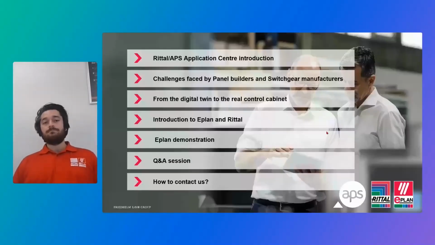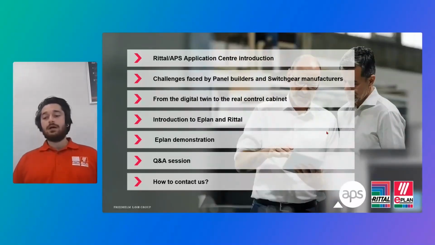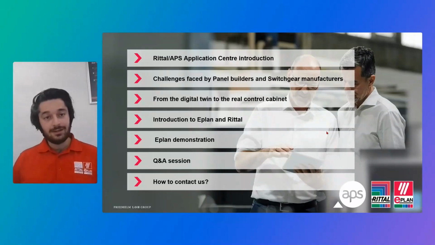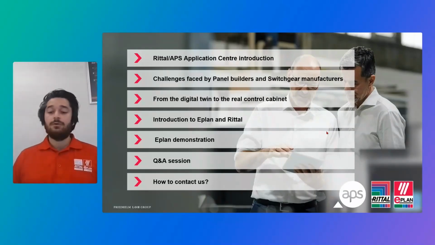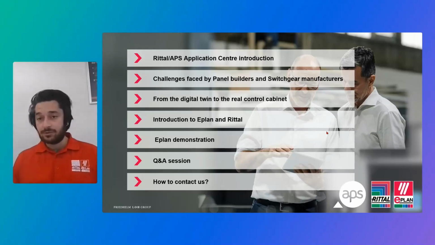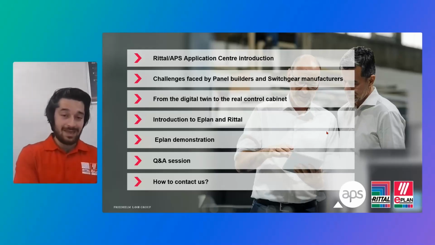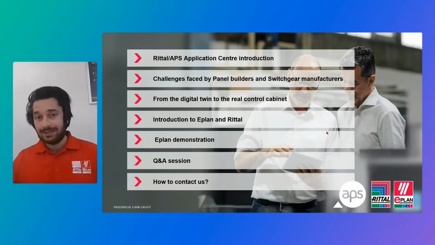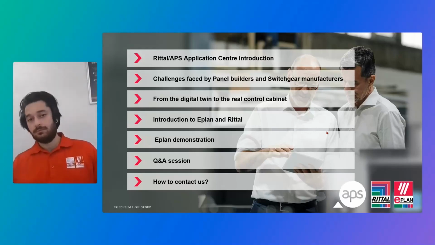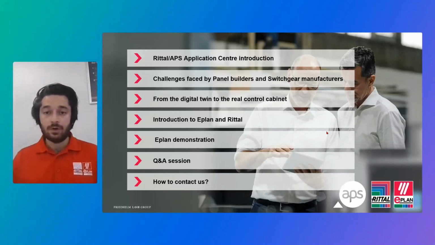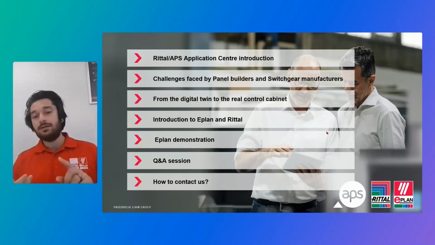Okay, agenda. So we will start by talking about Retail and APS Application Center, what that is, followed by the challenges faced by the panel builders and switchgear manufacturers in this day and age. Then moving from there, we're going to talk about how you can create a digital twin, and then from that, get a real control cabinet ready for yourself, of course, with the help of APS, Retail, and Eplan.